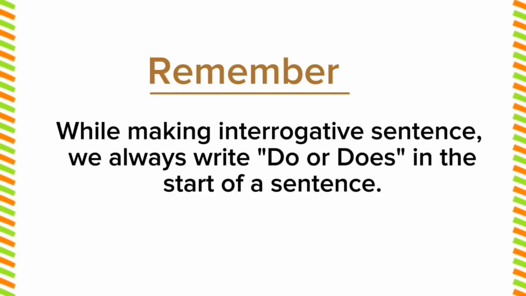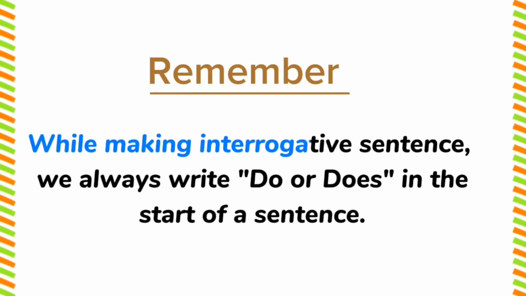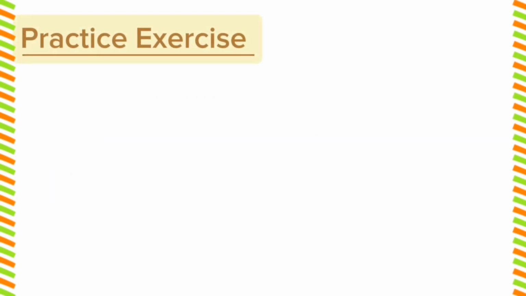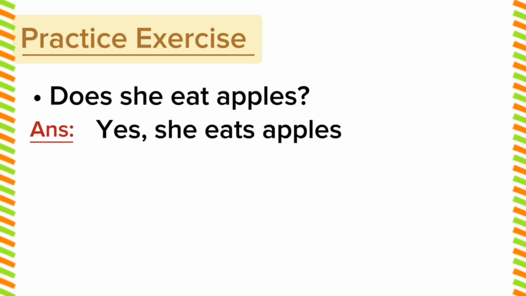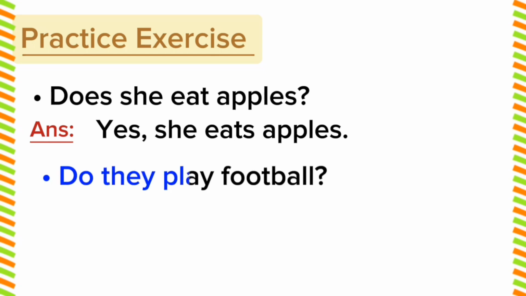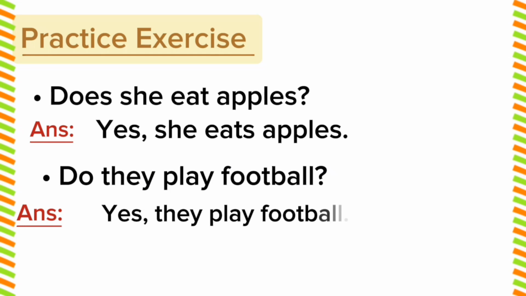Remember, while making an interrogative sentence, we always write do or does at the start of the sentence. Practice sentences. Number 1. Does she eat apples? Answer: yes, she eats apples. Number 2. Do they play football? Answer: yes, they play football.